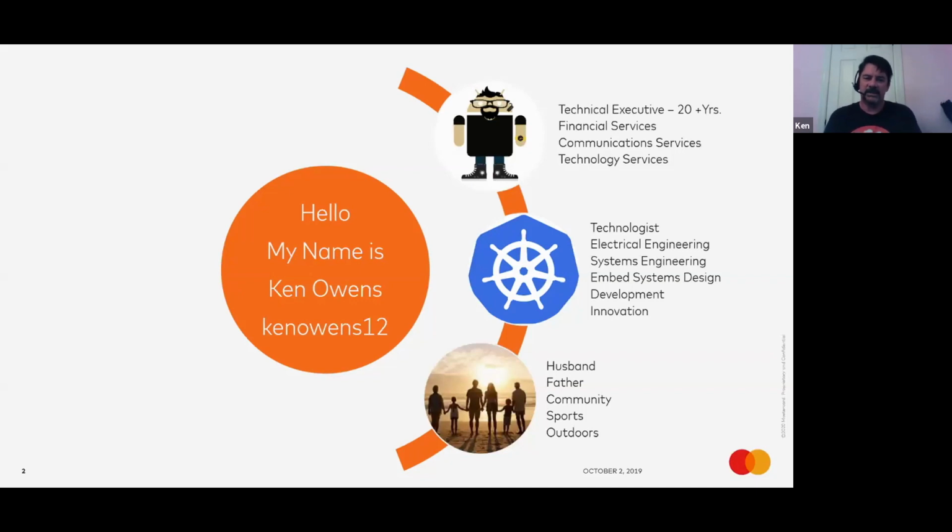I'm a technical executive with 20 plus years experience in the financial services, communication systems, and technology services field. I love technology, and I'm a technologist at heart. I have my formal training in electrical engineering and a lot of system engineering, embedded system design, development, and innovation over the last 20 plus years. And in my personal time, I'm a husband, a father. I'm involved in my community and in sports and in the outdoors.